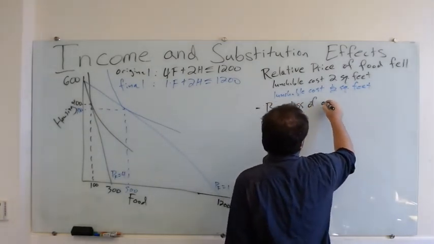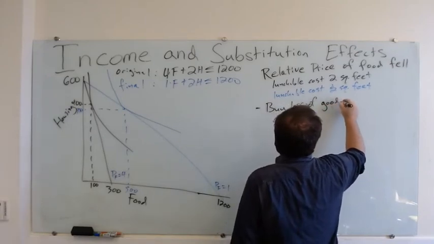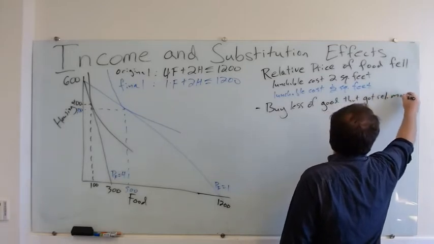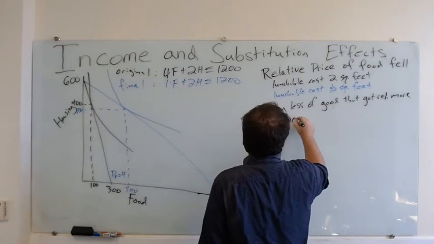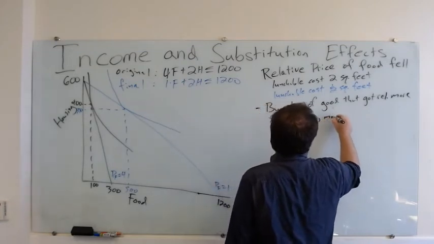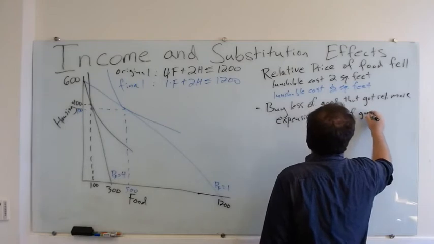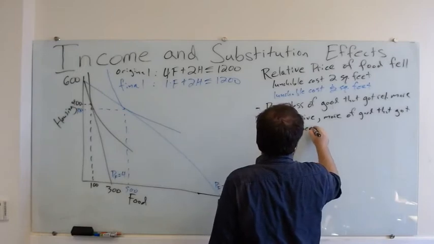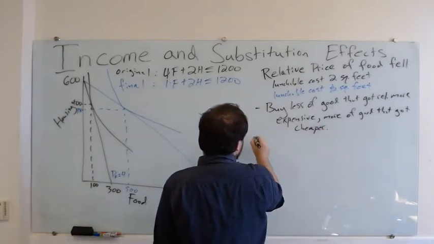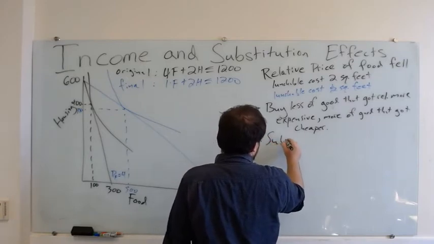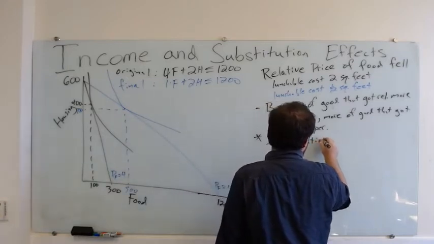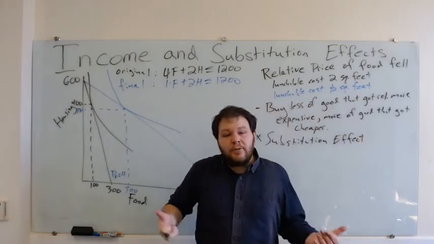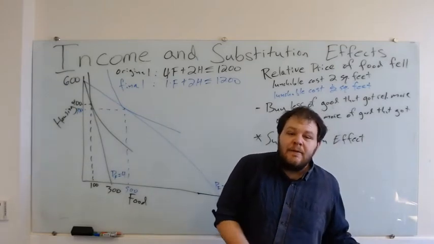So you're going to buy less of the goods that got relatively more expensive, and more of the goods that got cheaper. We're going to call this our substitution effect. Right? Because you substitute one good for another. You substitute the now more expensive thing for the cheaper thing.